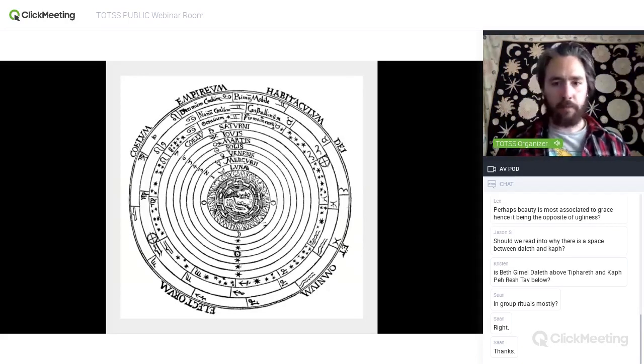So here we've got one model of the geocentric cosmology. In the center here, I think I used this same slide back in the first class.